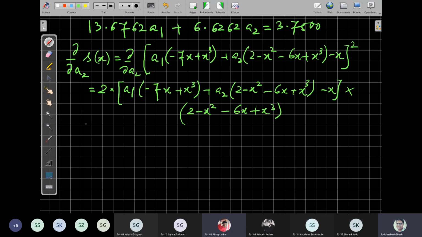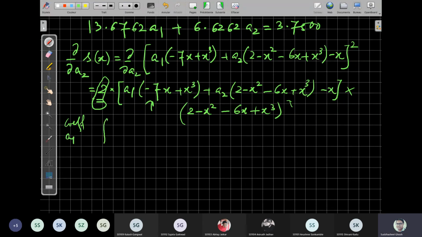Now we will expand this. Again, we are not going to bother about this 2, because ultimately we are going to equate it to 0, and 2 is not equal to 0. So I am only concerned about the inner one. I need its integration multiplied by this. First of all, I need the integration for the coefficient of A1.